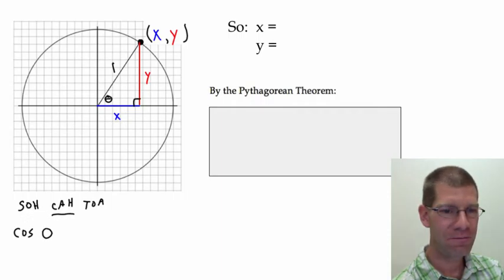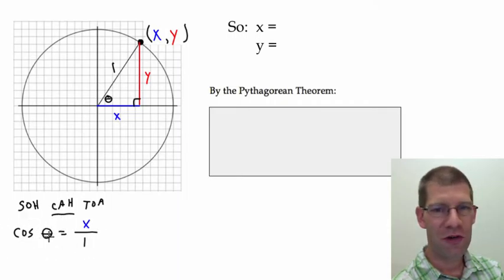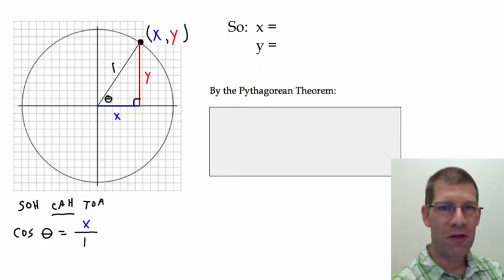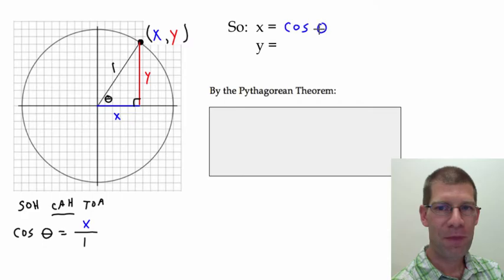I could say my cosine of theta equals the adjacent leg over the hypotenuse. Well, the adjacent leg from this angle is going to be x. Maybe a quick flip to blue. So that's going to be my x, divided by my hypotenuse of 1. So you can see how x over 1 equals cosine of theta. So you could then write x equals cosine of theta.